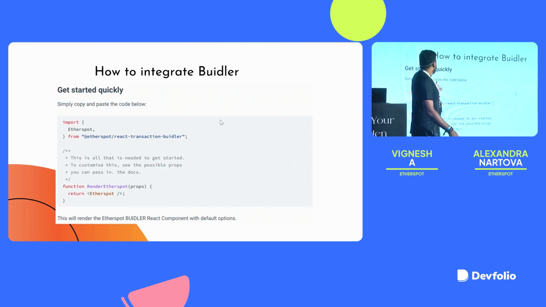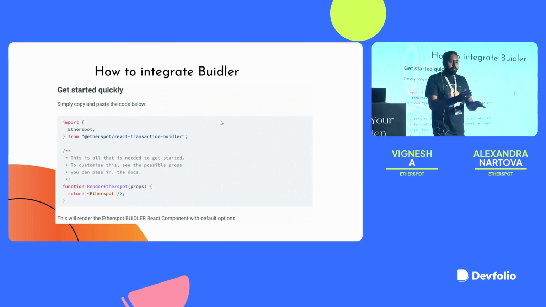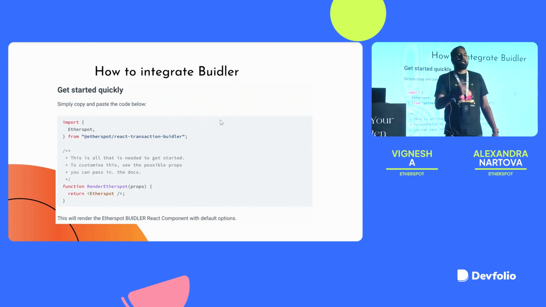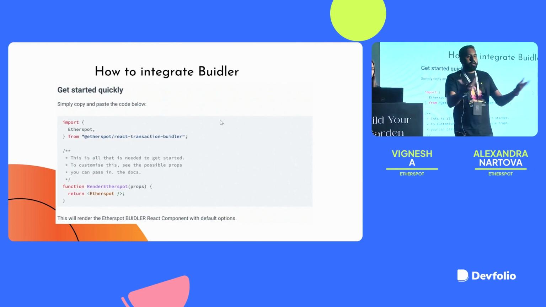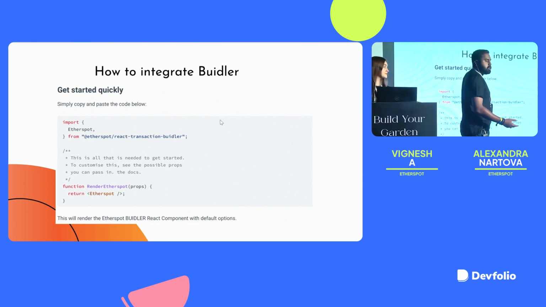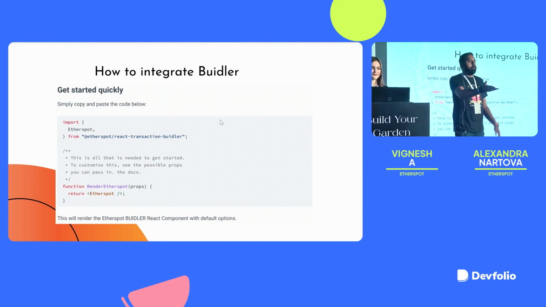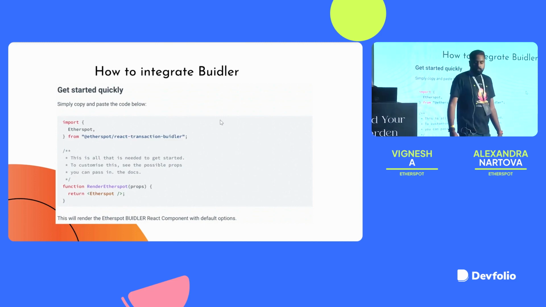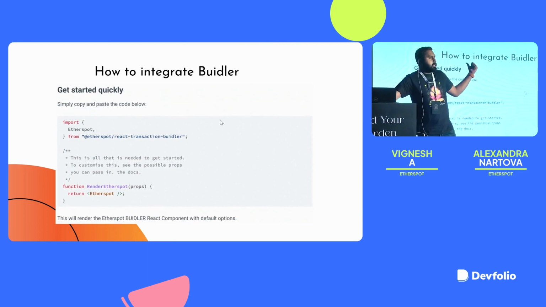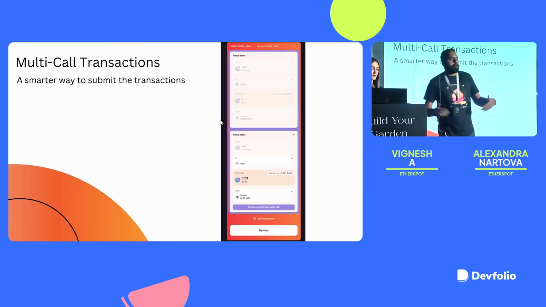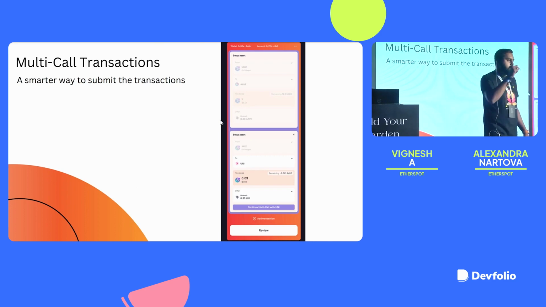As you can see, you can just import our npm package and then just say Etherspot. That's all. All the things that we have talked about, like smart wallet, all the interactions will be done inside the Etherspot itself. So what you need to do is just write the Etherspot tag. That's all. It's very easy for developers. So that's how to integrate Builder. But I'm going to talk about the features that are there in the Builder itself.